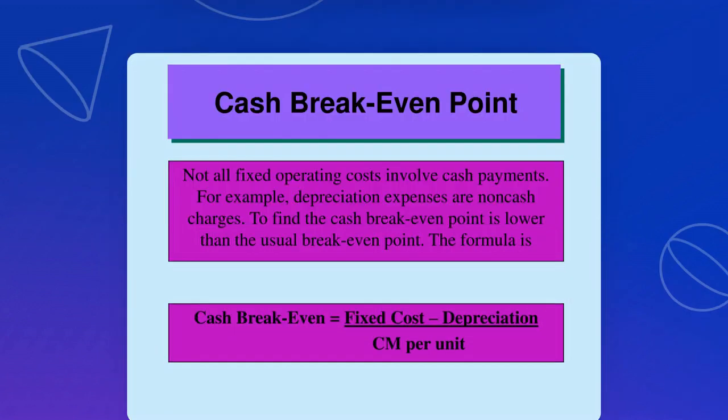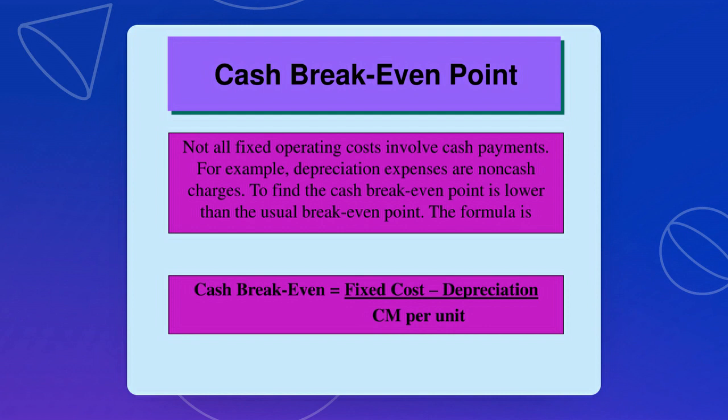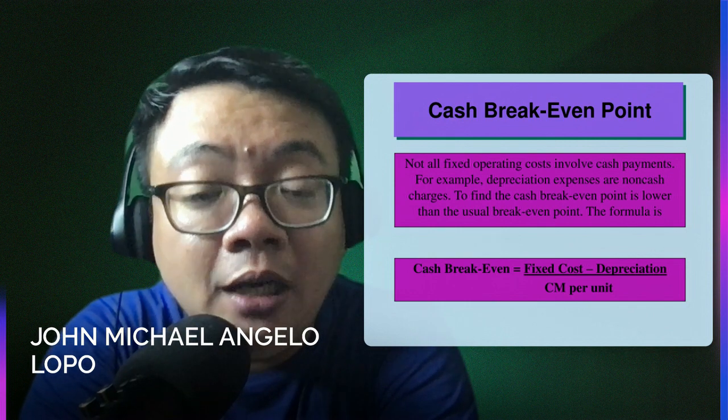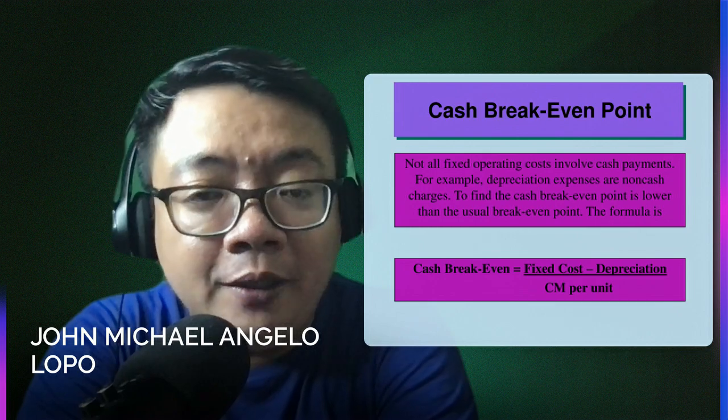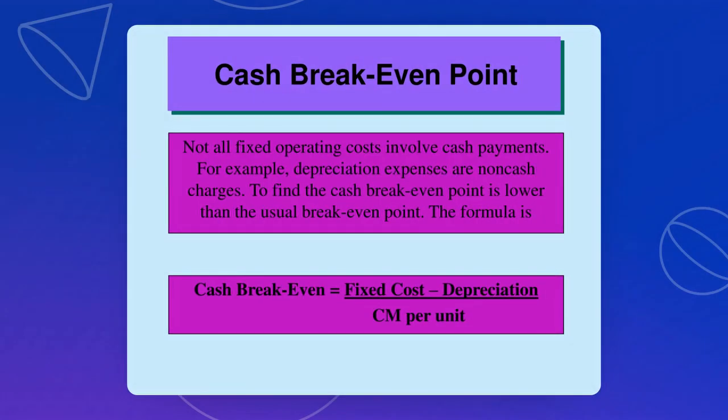In the cash break-even point, please take note, not all fixed operating costs involve cash payments. For example, depreciation expenses are non-cash charges. So the cash break-even point is lower than the usual break-even point. Meaning, class, in terms of the cash break-even point, our break-even point is smaller, because if you notice in this formula, fixed costs minus depreciation divided by your contribution margin per unit is your cash break-even point.